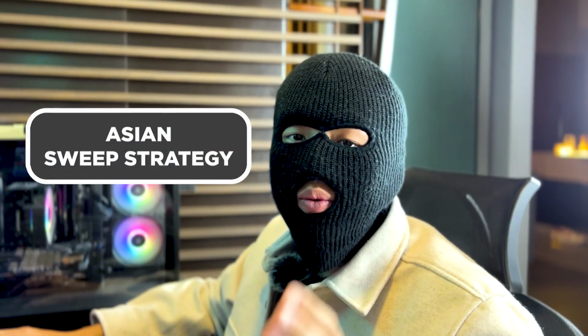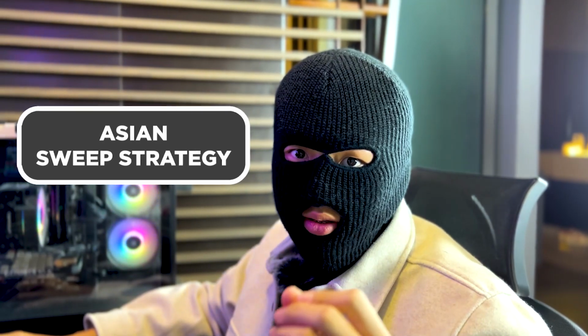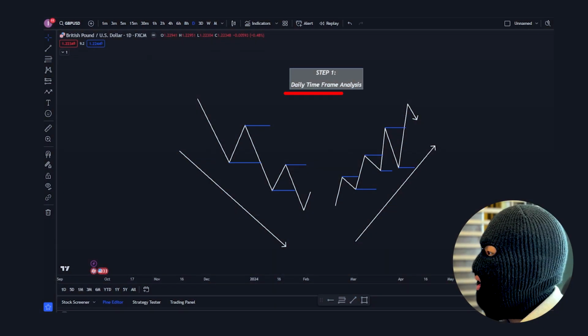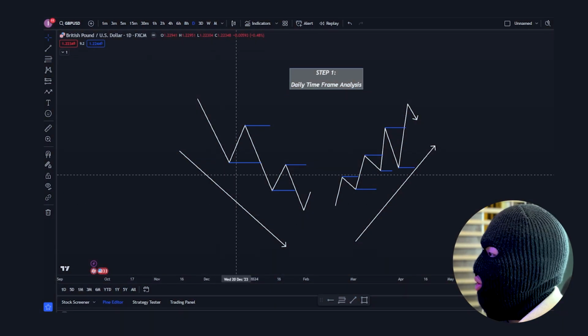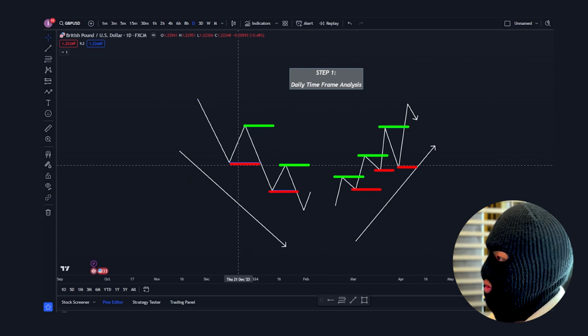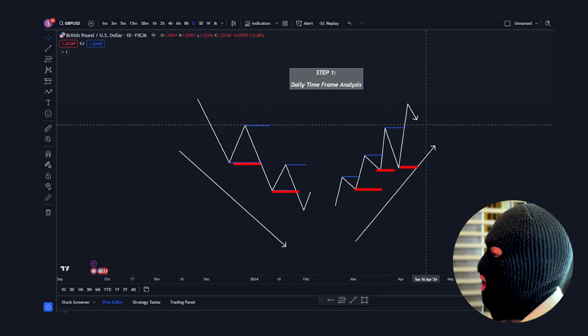This is an Asian sweep strategy that I have adapted to my personal style, and let me run you through step by step on how this strategy works. Step 1. We start with the daily time frame. This is where you will identify your buyers, looking for highs and lows to determine if you are in a bullish trend or a bearish trend.